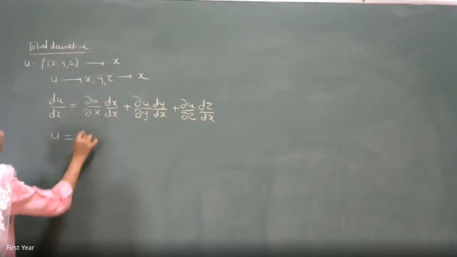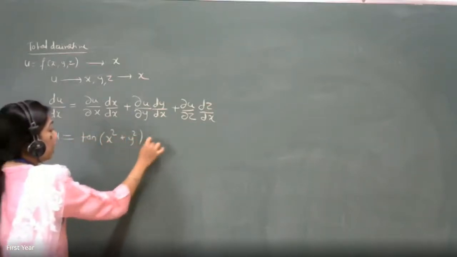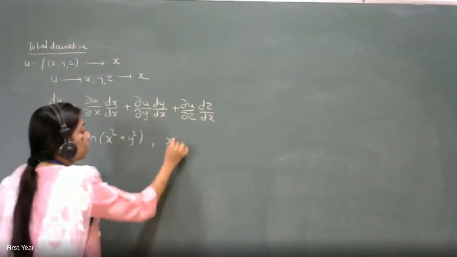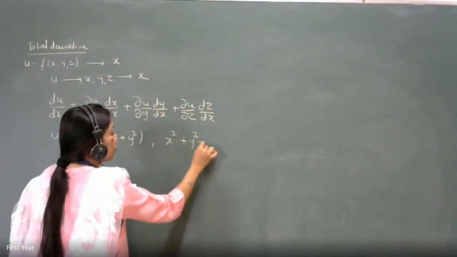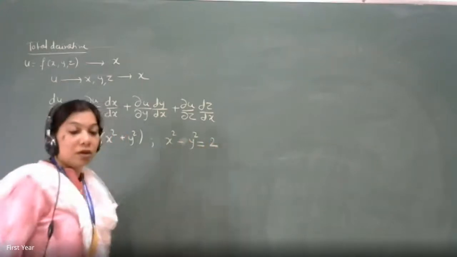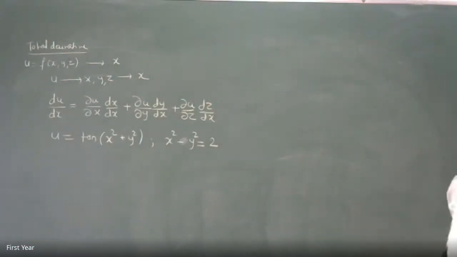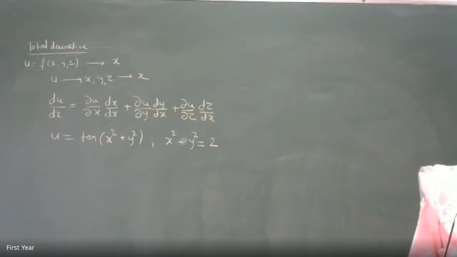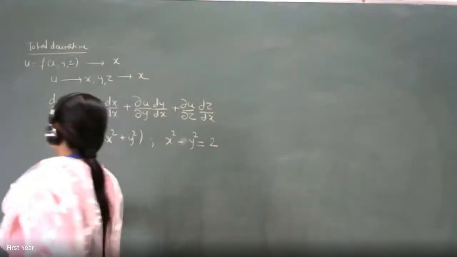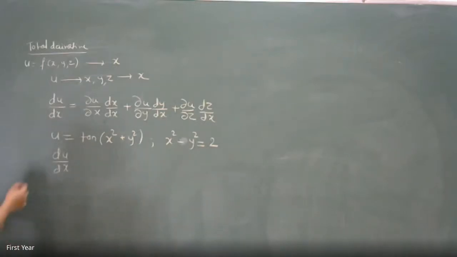Suppose u is equal to tan of x square plus y square, and what is the other relation? Let me just check. x square minus y square is equal to 2. Let me see the question. The question is, if u is equal to tan of x square plus y square and x square minus y square is equal to 2, then find du by dx. Those who know how to go about it, you can start and tell me the answer.